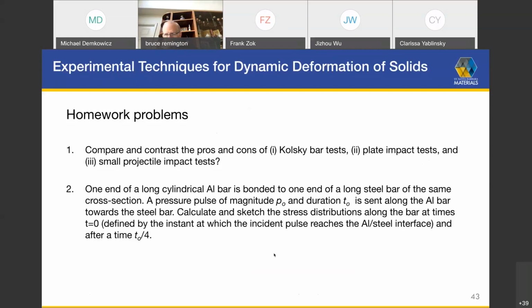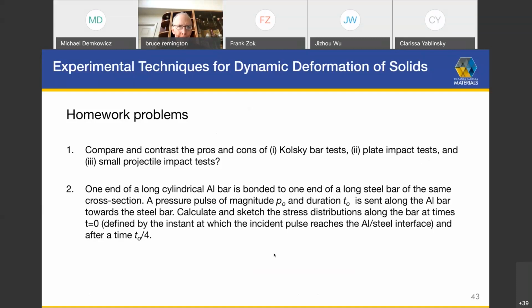You then apply a pressure pulse to the free end of the aluminum bar, of magnitude P naught, and we leave it there for duration T naught. You could get this by, for example, striking it with a striker bar. So then that pulse is sent along the aluminum bar towards the steel bar. And the question then becomes, what happens at the interface when the wave hits that interface?